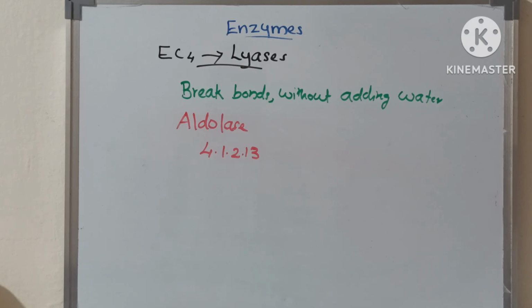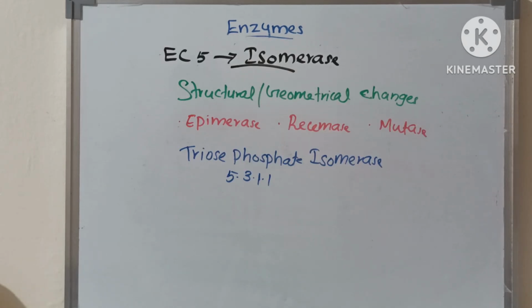it is aldolase. The fifth class is isomerases. These catalyze structural or geometric change in a molecule. Depending on the type of isomerism, they are also called epimerases, mutases or racemases.